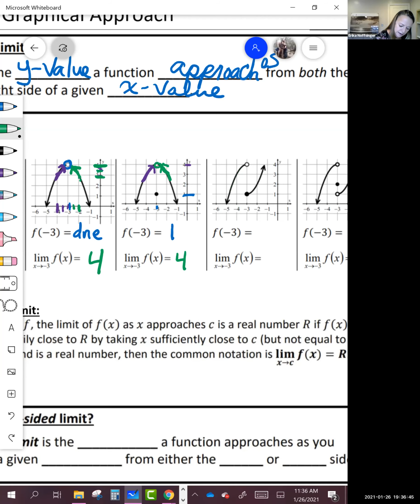So f of -3, again, you want to look at when x is -3, what is your y value? Notice this bottom point, it's solid. That's your y value. Your y value in this case is 1. If you look at the piece on the left of x equals -3, it has an open circle, and that's saying it's not existing there. The limit as x approaches -3 actually doesn't exist. That's because the left-hand side and the right-hand side aren't approaching the same y value.